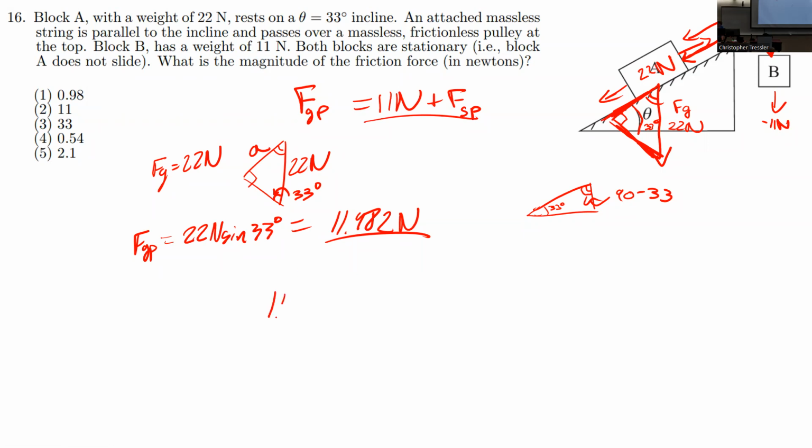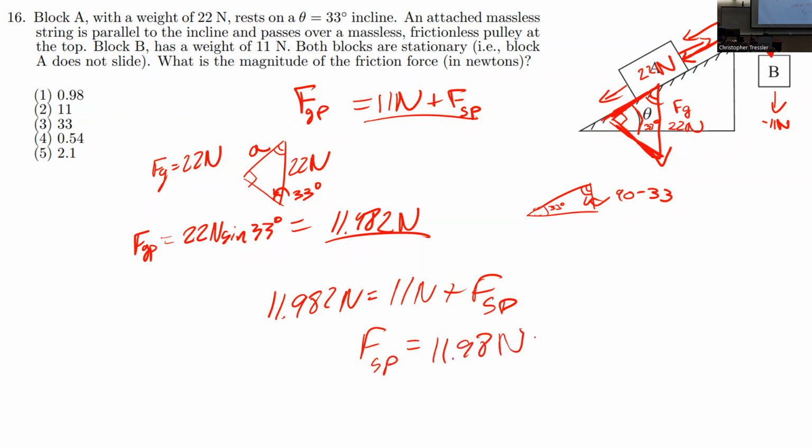So if I finally plug in our numbers, we're going to have 11.982 newtons is equal to 11 newtons plus the static friction pulley force direction, whatever you want to call it. And then we're going to get this is equal to 11.98 newtons minus 11 newtons equals 0.98 newtons. So hopefully that kind of makes sense too.